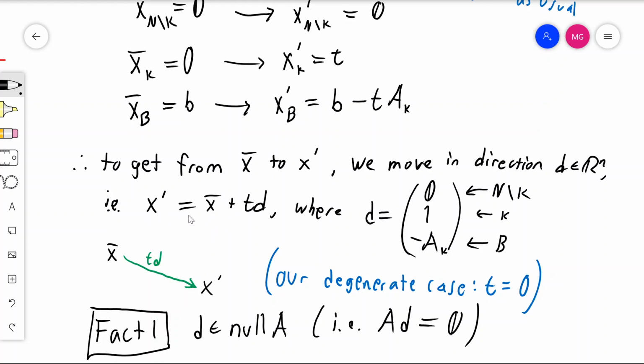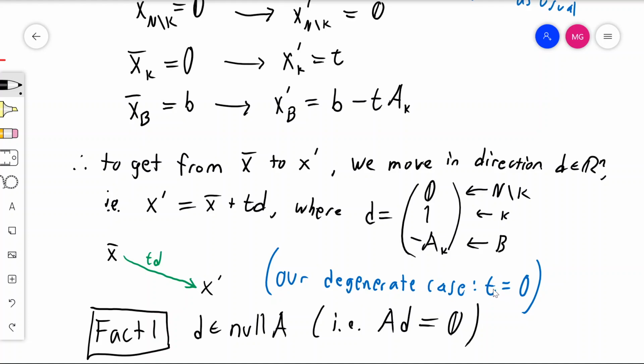Now, if I'm writing x prime equals x bar plus td, I've split it up into n minus k, k, and b. So I actually know what this vector d is, in terms of these components, n minus k, k, and b. I mean, it's all the components, but if I partition like this, I know what the components have to be, because, well, you can just see for yourself. I'll come back to it in just a second, but let me just address this point here, which is, that's in general what happens. You scale by t in a direction d, but in our case, though, it's going to be a degenerate case because t must be 0.